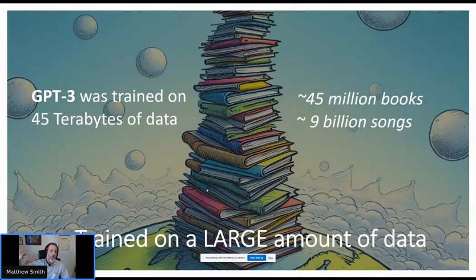GPT-4, we don't know how much it was trained on, but the presumption is quite a bit more. One of the interesting things about these models that they found out, and they didn't think about this way for a while in AI, but the theory kind of was, okay, could you get better performance with more and more data? And it turned out that kind of was true. And so these models just kept growing and growing.